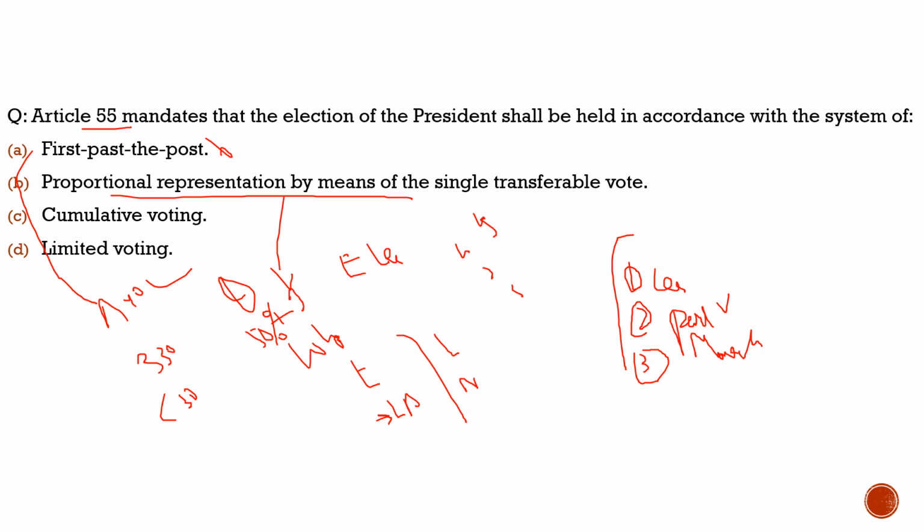I hope you had understood the basic points which we discussed till now. For the last 2 to 3 days we are discussing the president. I hope you had understood every point with respect to that, if you had followed me. So with this, the correct answer to this question is option B.